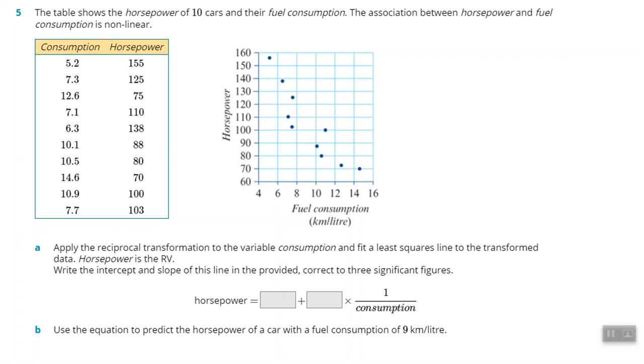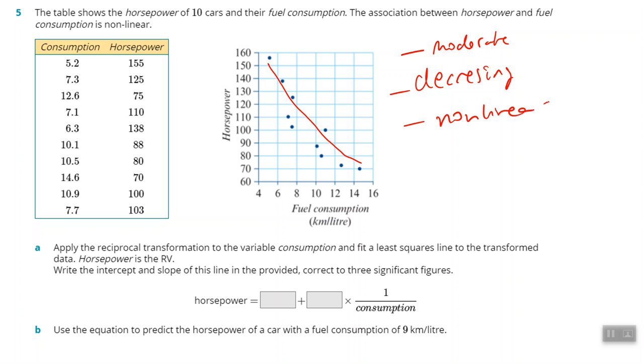So as we can see from the graph, I wouldn't say it's strong because it's still slightly fuzzy. It's decreasing. It's not strong, I'll say it's moderate to strong. So I'm tempted to say moderate. So moderate, decreasing, and it's non-linear. Okay, so strength, direction, form, and I want to apply a reciprocal transformation on the variable consumption.